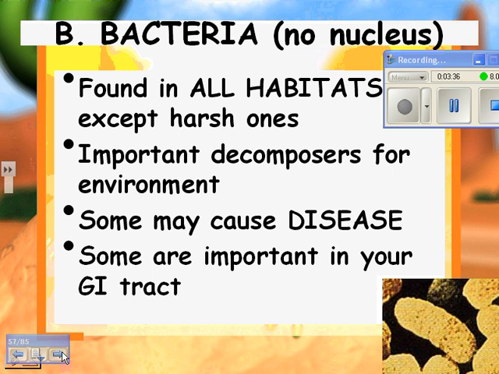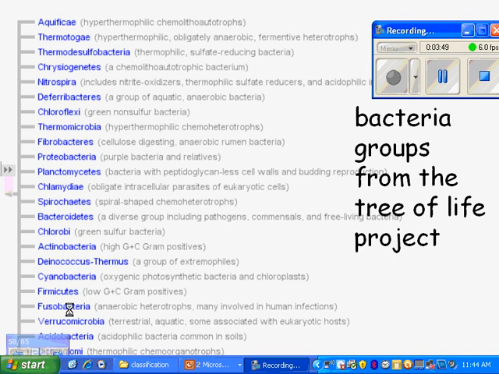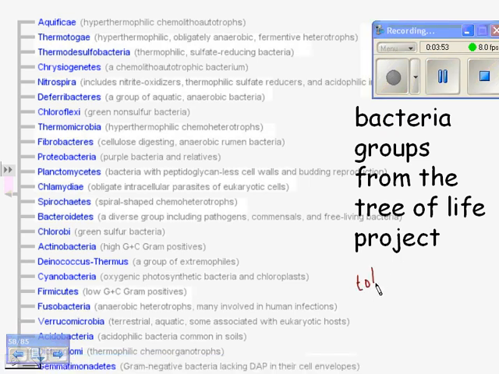So if you're really sick, you've had a lot of diarrhea, or you ate something bad, sometimes they'll say to eat some yogurt, get some acidophilus into you. And those are bacteria. Okay, here are bacteria groups from the Tree of Life project. It's www.treeoflife, I think it's web.org. I'll double check it. And so anyway, these are a bunch of different types of bacteria, and you don't really need to know anything about them.